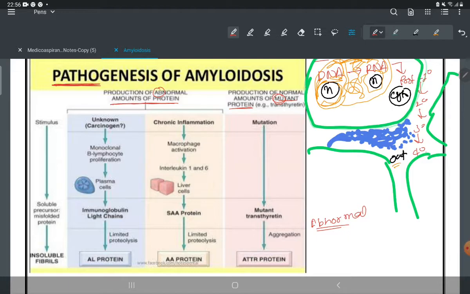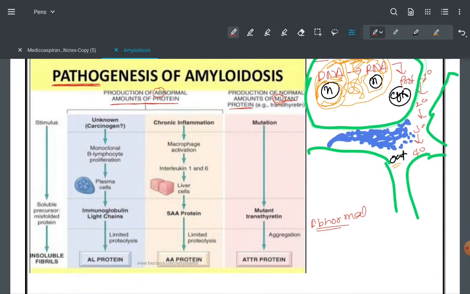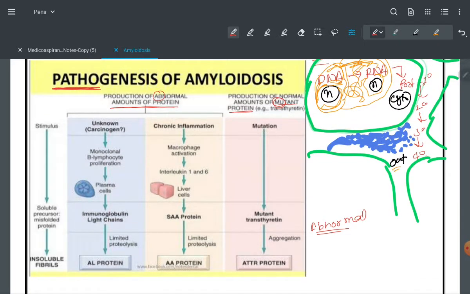And when it is abnormal, simply we are talking about the pathogenicity which we can see. Okay, so what happened is that an abnormal amount of protein will be formed in two cases. It may be carcinogens, the cancer causing agents, and another one, it may be chronic inflammation. And mutation is simply, mutant type is because of mutation. So here the stimulus of the unknown, like carcinogens, will be there.